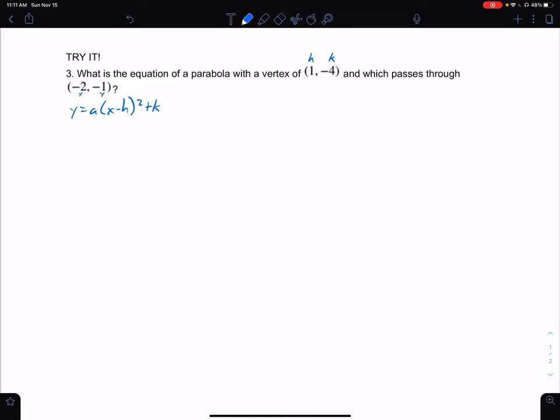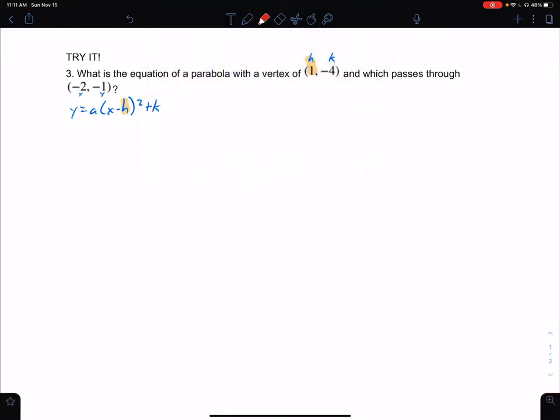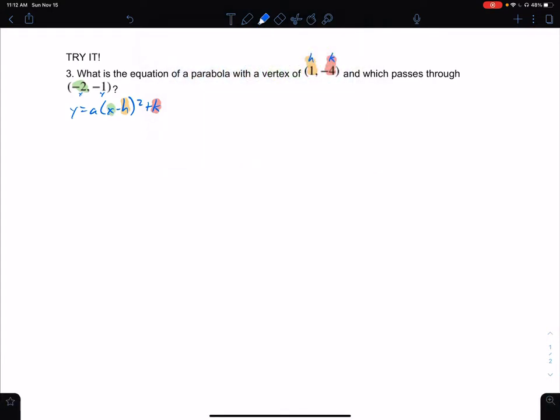And then we have the second point, -2, -1, which will be my X and my Y values. So H is 1 here. K is -4. X is -2. And Y is -1. So we'll plug each of those values in to our equation.